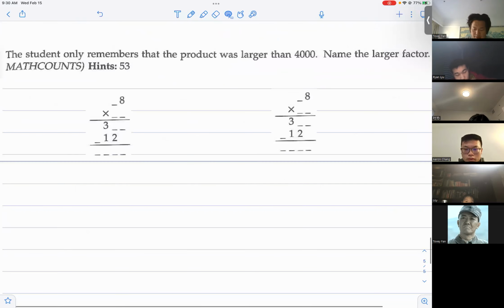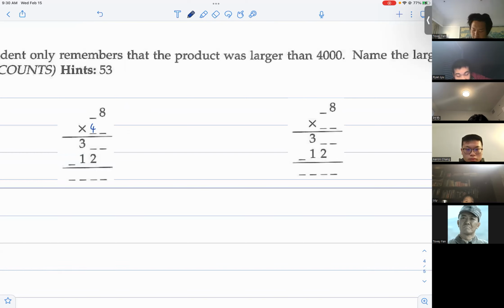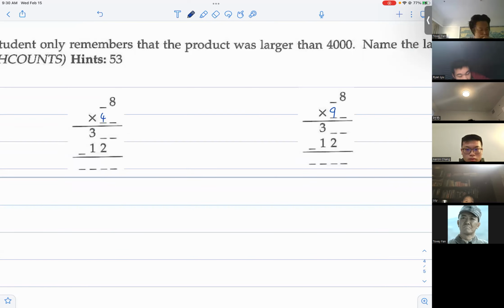Okay, so very good. Ryan noticed that here we have a unit digit of 2, right? This 2 comes from the tens digit here times 8. So we know that 4 times 8 or 9 times 8 will give you a 2. So we can try either 4 or 9. Ryan, which case do you want to do first? 9. Okay.